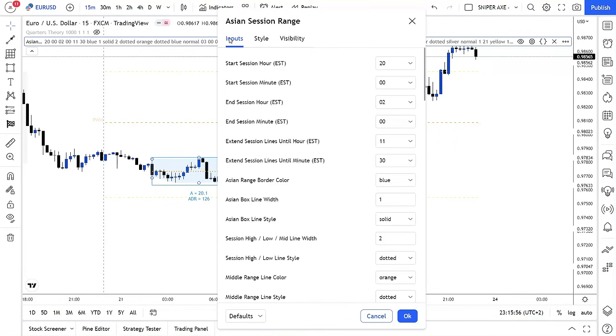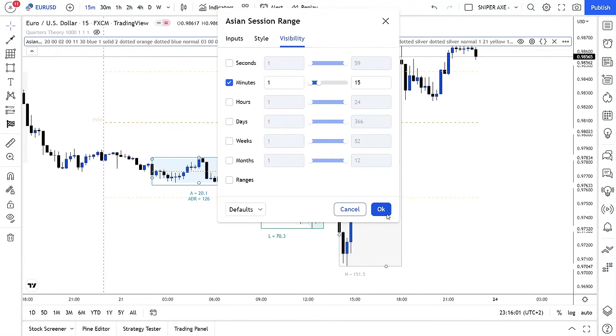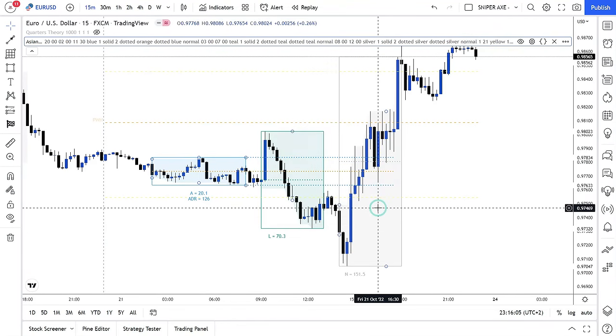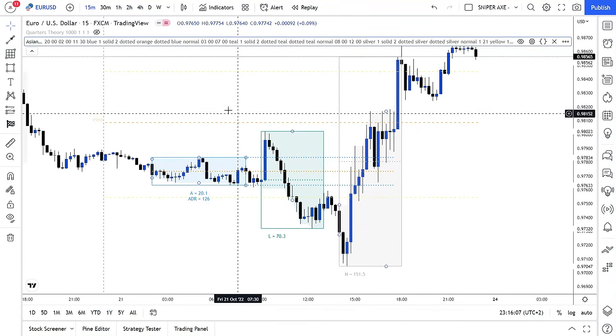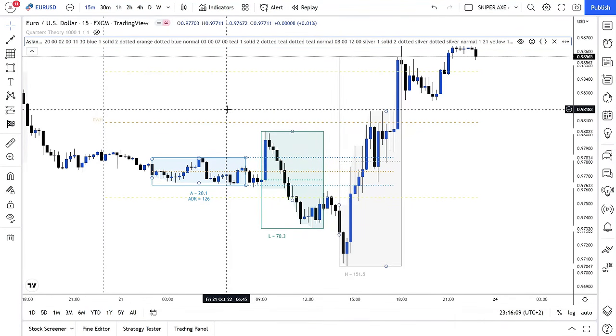Then on the imports, just leave the default settings that are actually there. Then you say okay. On the visibility, it's where you are going to put the 1 and the 15. Then you say okay, and you get your indicator like this. So this is the indicator that we're going to carry on the upcoming sessions to use.